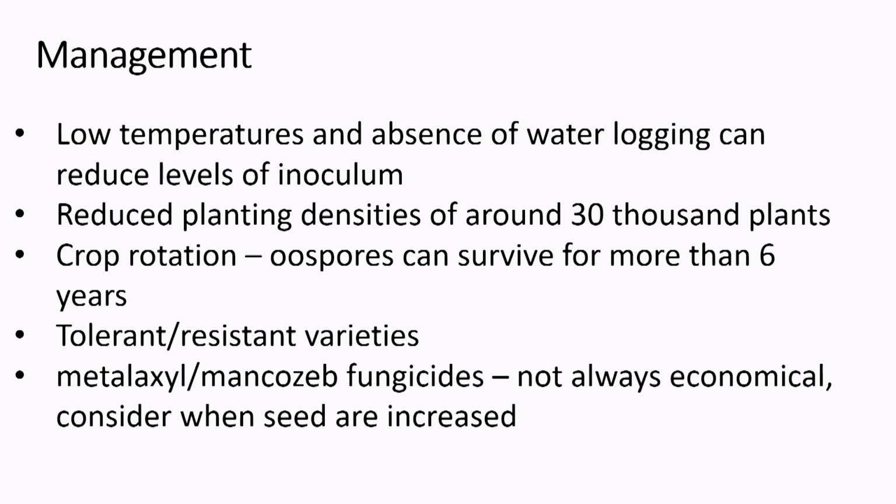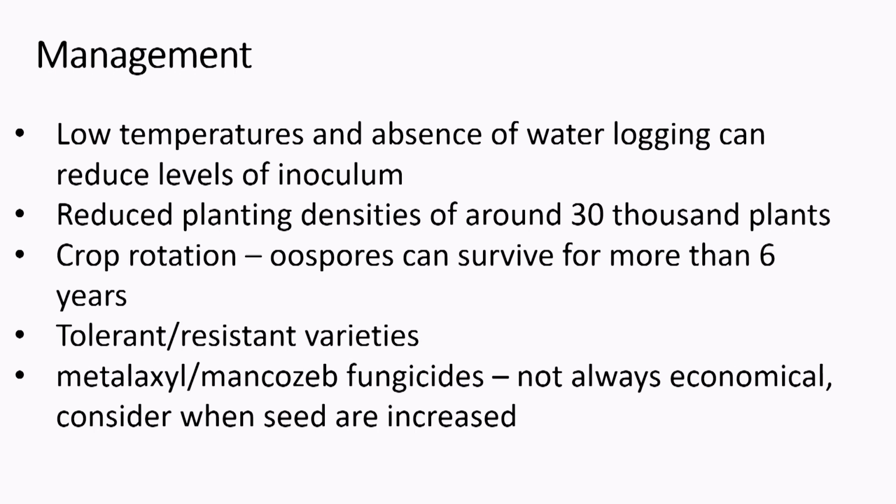Management: low temperatures and absence of waterlogging can reduce the levels of inoculum. Reduce planting densities to around 30,000 plants. What happens when we plant high plant densities? You create a microenvironment and maybe there's more moisture in your field, and then you increase the amount of disease that you get in your field.